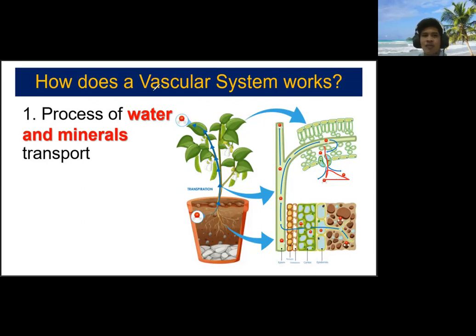This is how the vascular system works, particularly the xylem: the xylem of the roots, the xylem of the stem, and the xylem of the leaves. Again, it's an upward process. Nutrients and water move in an upward process. Next, let me proceed.